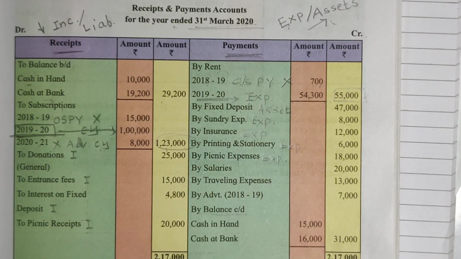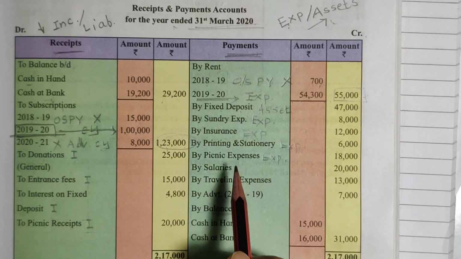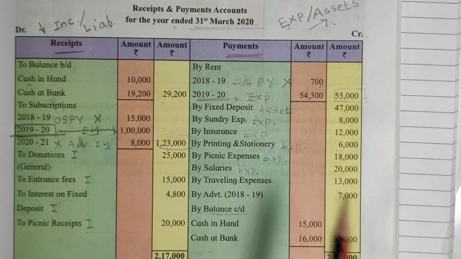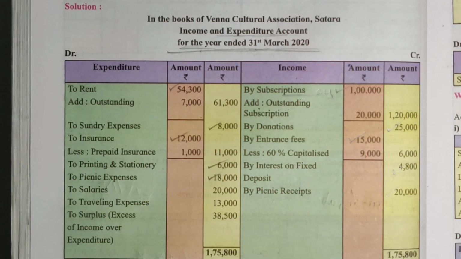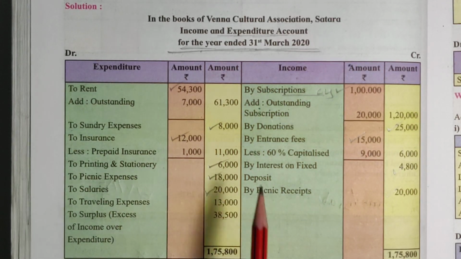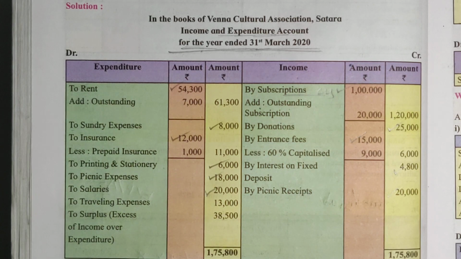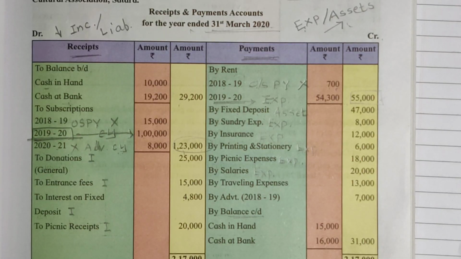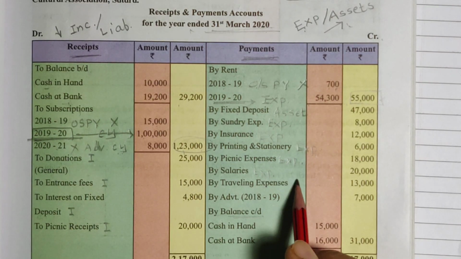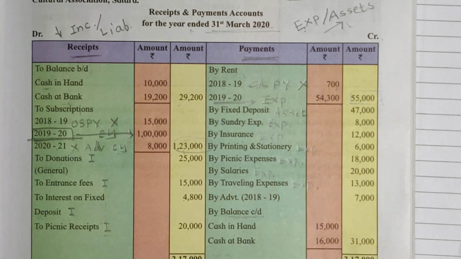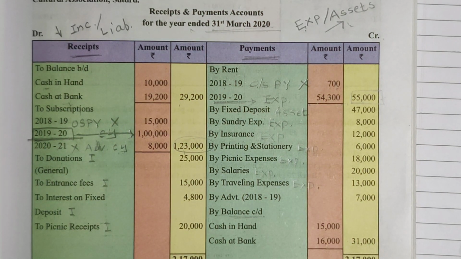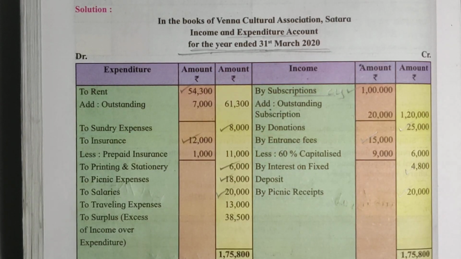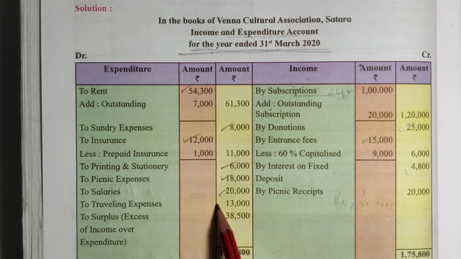Next payment is salaries. Income and expenditure account, debit side, expenditure side. To salaries, rupees 20,000. Next, to traveling expense, expenditure side. Income and expenditure account, debit side. To traveling expenses, rupees 13,000.